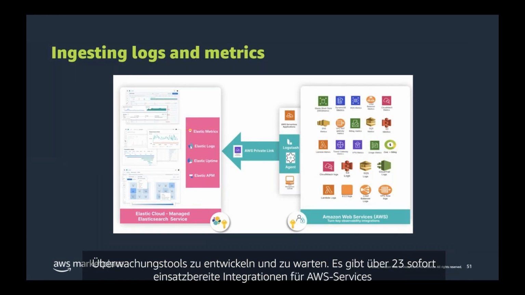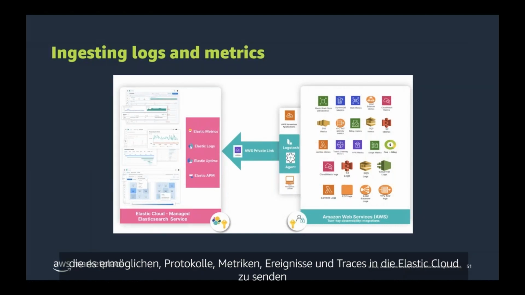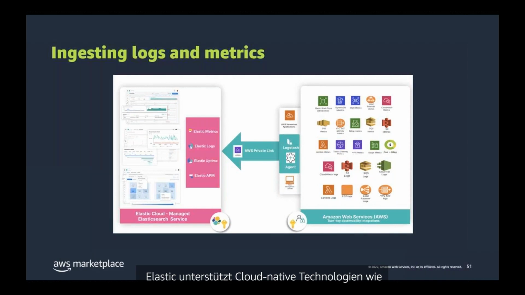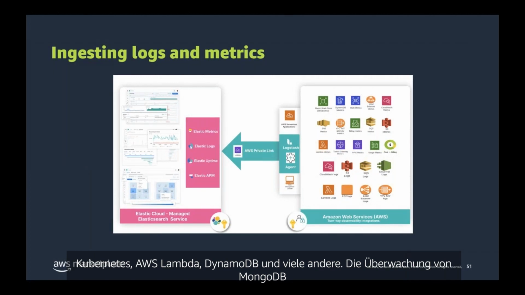There are over 23 out-of-the-box integrations for AWS services that allow logs, metrics, events, and traces to be sent into the Elastic Cloud. Elastic supports cloud-native technologies such as Kubernetes, AWS Lambda, DynamoDB, and many others.